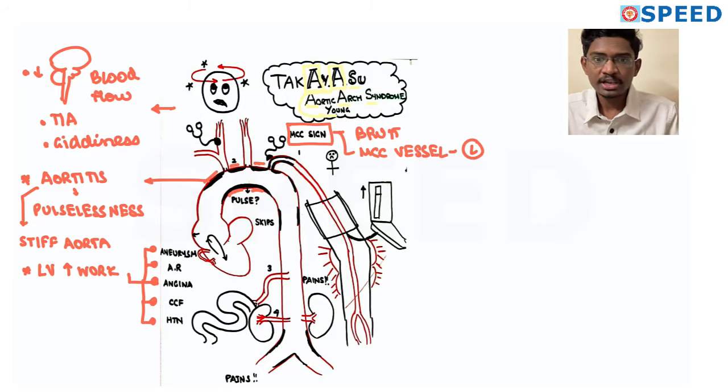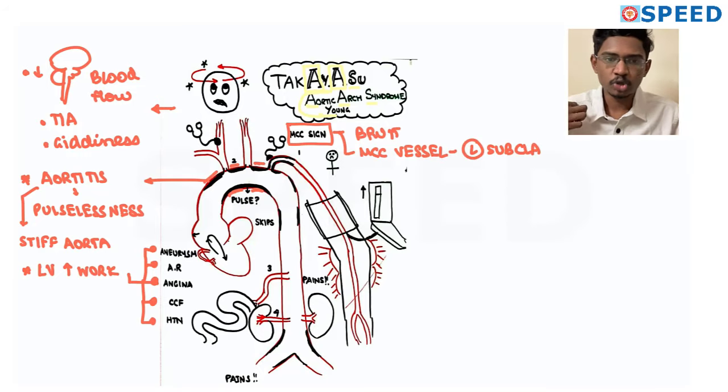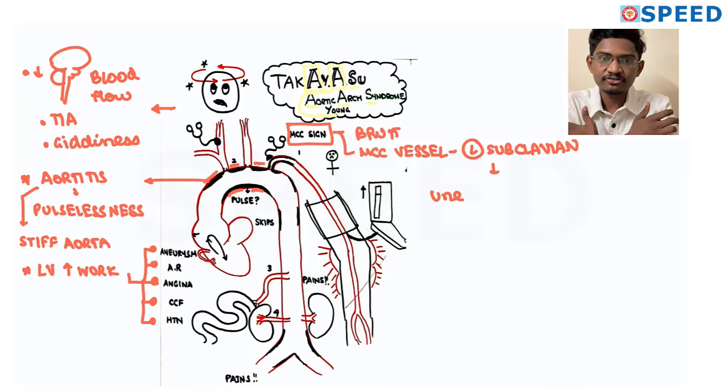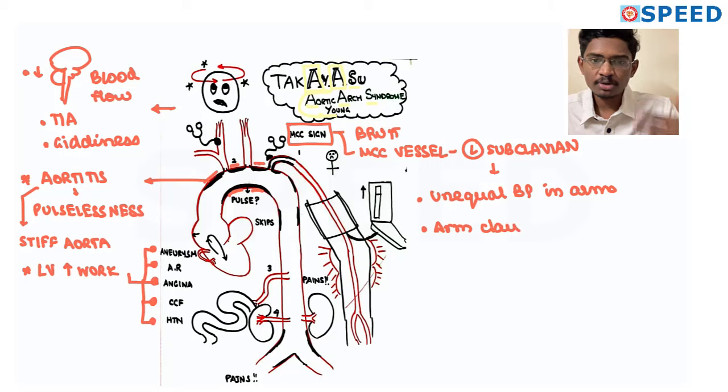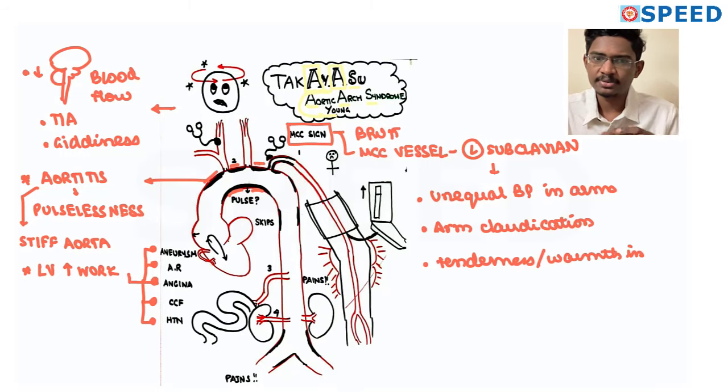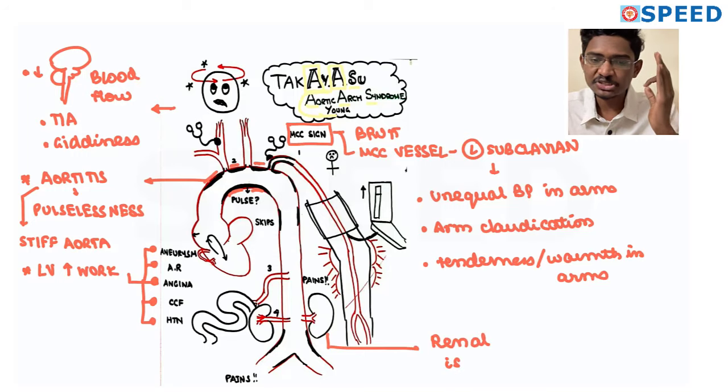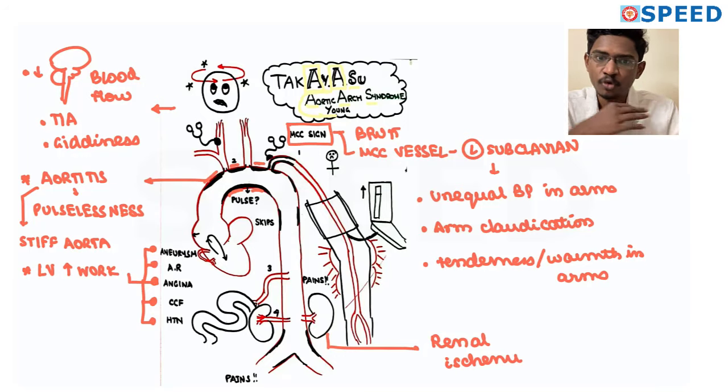Okay, so left subclavian is narrowed and right subclavian is normal, which means there will be a BP difference in the upper limbs alone. And if you work more, since the subclavian artery is delivering less blood, there will be claudication pain, vascular claudication pain in the upper limbs. BP difference in the upper limbs, warm tenderness in the upper limbs following activity. All these are classical.